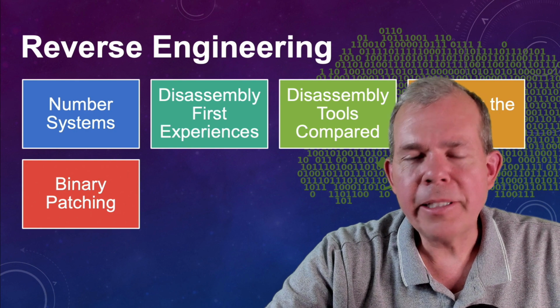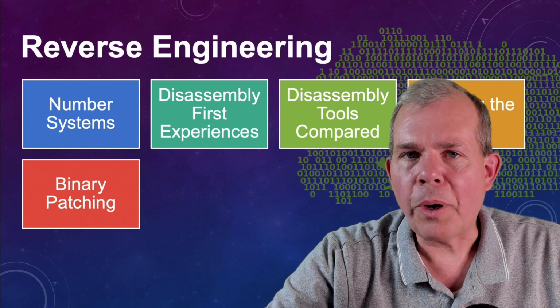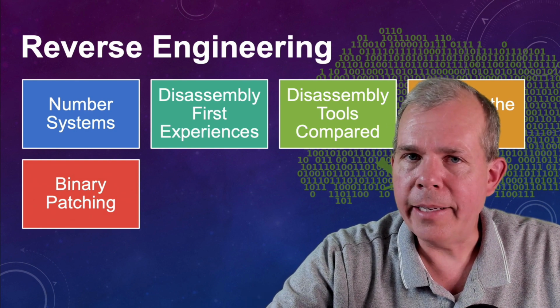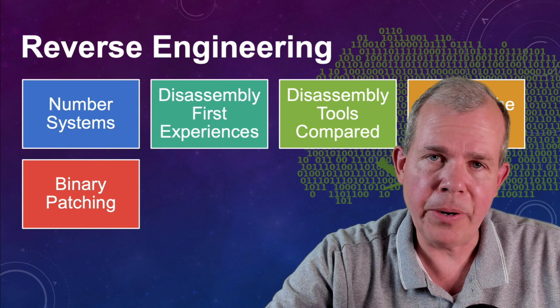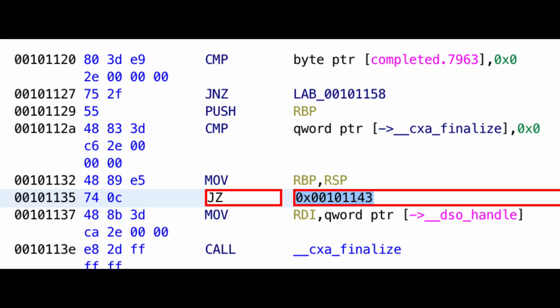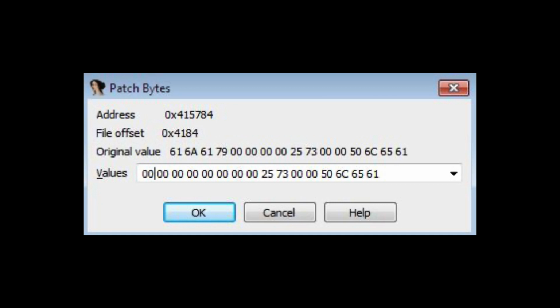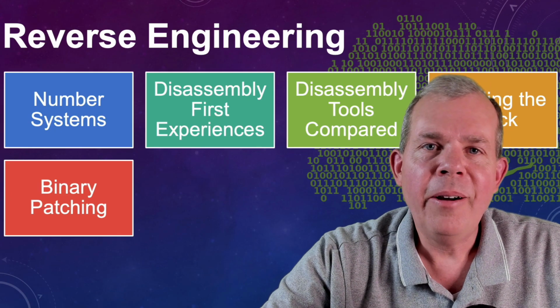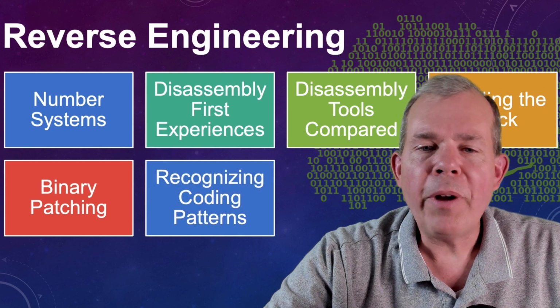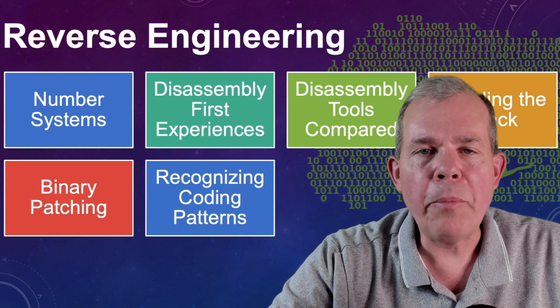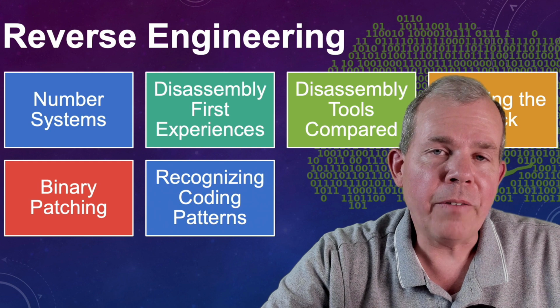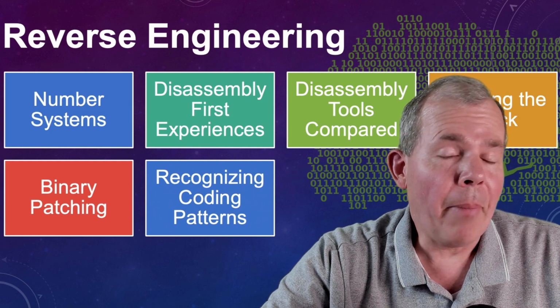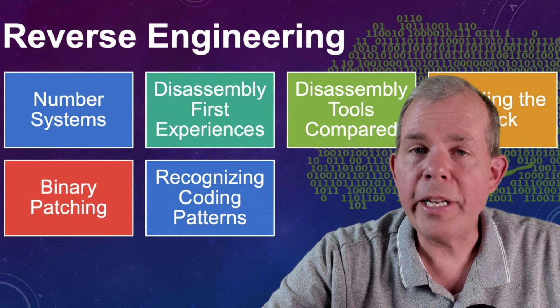Binary patching is about taking a piece of software and modifying it, even if you don't have the source code. So you can patch things to fix errors or to maybe bypass a certain feature like a login screen or a registration screen. Recognizing code patterns will give you a more in-depth advanced feature of how you can see maybe malware and diagnose what it's doing.